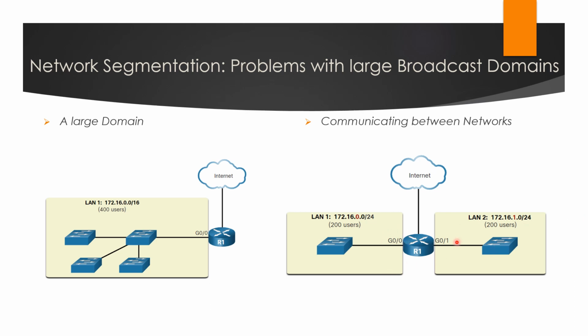Therefore, a broadcast in LAN 1 would not propagate to LAN 2. And you can see that even the prefix length has changed from a single /16 network to 2 /24 networks. This is the basis of subnetting, using host bits to create additional subnets.